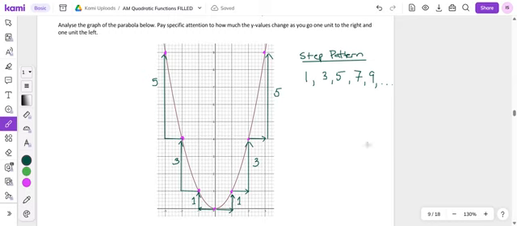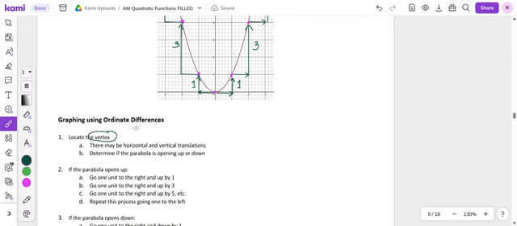Okay, we're going to practice this, okay? At what point do we have to start? That's right. We have to start at the vertex. So in order to graph using ordinate differences, or the step pattern, we must first graph the vertex. That is the only place from which you can start the step pattern. Okay, so remember, the vertex is going to be your H and your K.